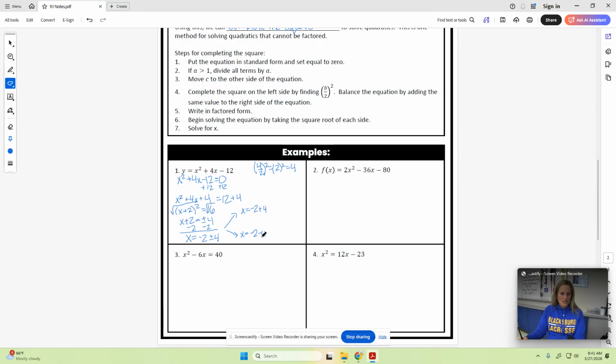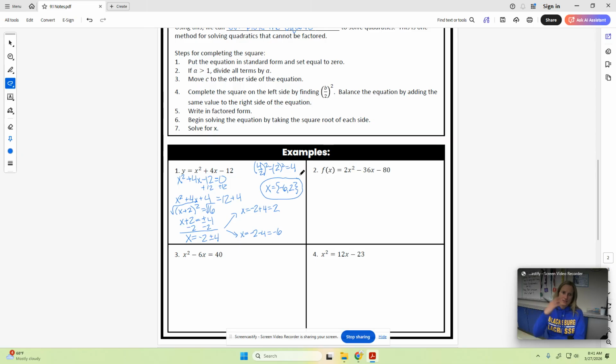Get one solution when I add, one solution when I subtract. So this expression will give me a positive 2, and this expression will give me negative 6. So there's my two solutions. So again, we're writing things as a solution set. So x is equal to, whoops, that's a really bad curly bracket, but that's okay, negative 6, positive 2, in order from least to greatest, and that's my final answer.